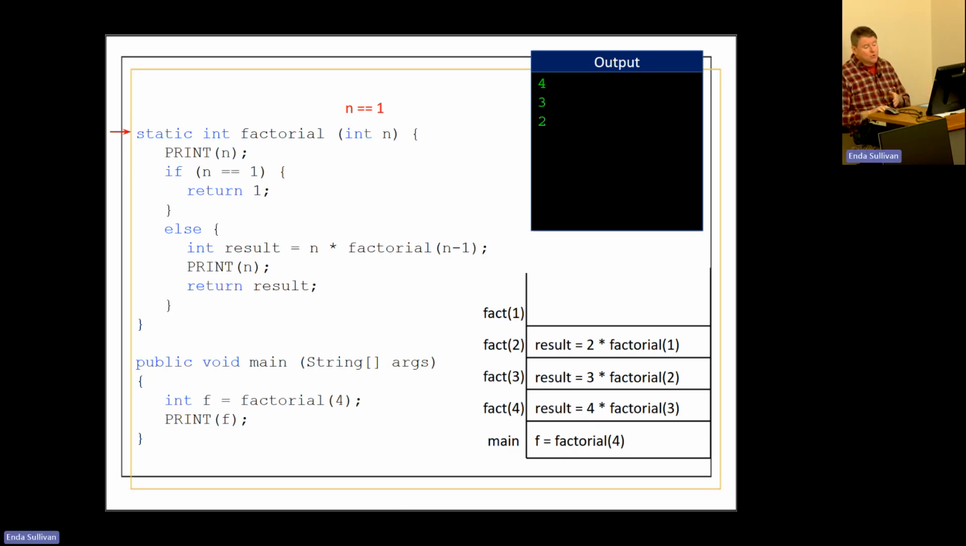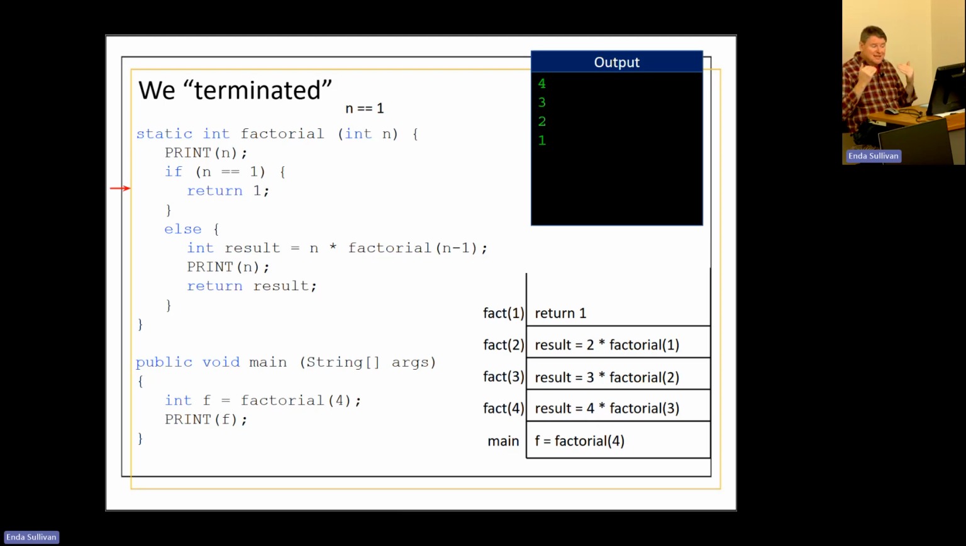So factorial of 1 gets called, it prints out the 1, and it says if 1 is equal to 1, which it is, then it returns 1. Okay, now, what has happened here is that the recursion has stopped. Notice that in this version, we didn't call ourselves again. If we did call ourselves again, we'd have a problem, because we've reached the one thing that is a fact, which is the factorial of 1 is 1.